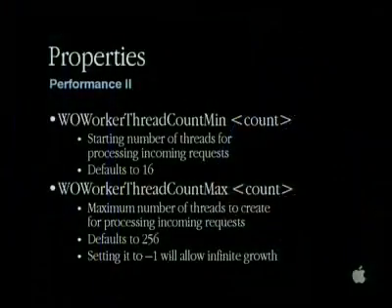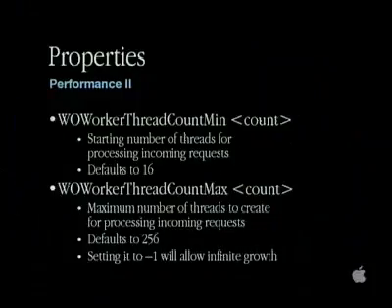Some more performance properties. There's WOWorkerThreadCountMin. This takes a count, and it's the starting number of threads processing incoming requests. This defaults to 16. There's a maximum, WOWorkerThreadCountMax. Takes a number. You probably shouldn't try setting that lower than the minimum. Don't know what will happen. The maximum number of threads to create for processing those incoming requests. This defaults to 256. If you set it to -1, it can grow infinitely, and you may run out of memory in your JVM, depending on how many requests you get coming in.